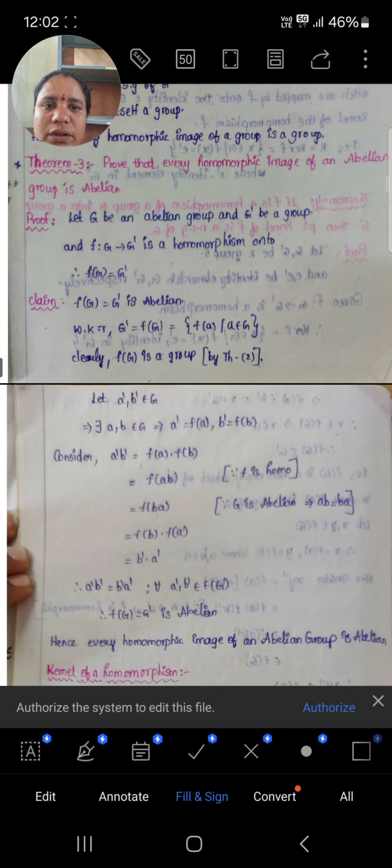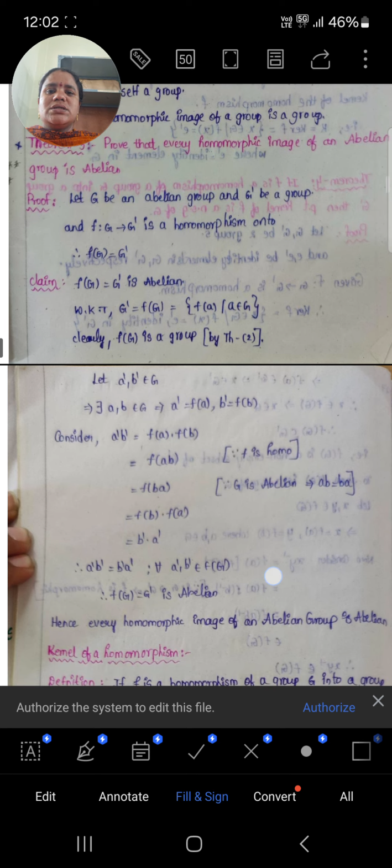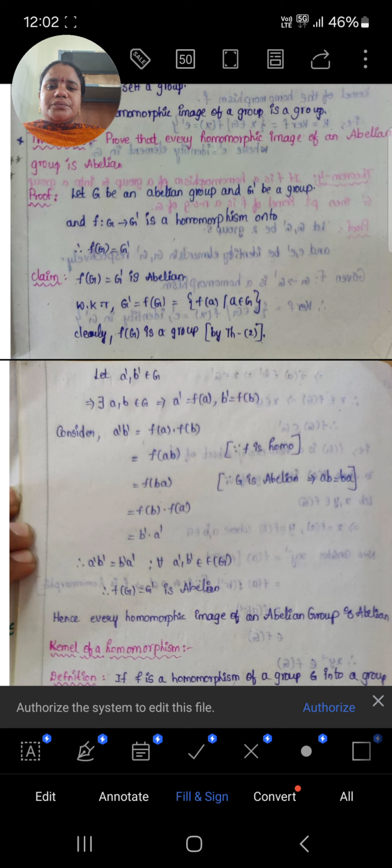that every homomorphic image of an abelian group is abelian. Let G be an abelian group and G' be a group. Now we have to show that every homomorphic image of an abelian group is abelian. So first we have to define a mapping from a group G onto a group G'.